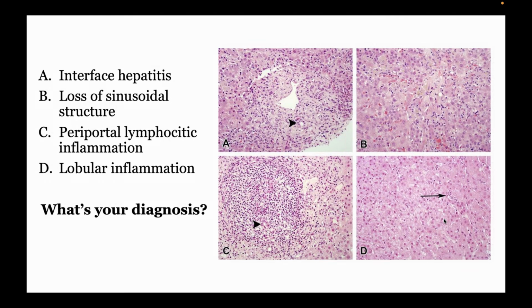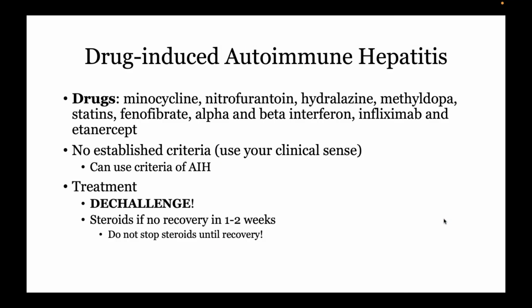So started on minocycline 2 months ago, now with interface hepatitis. So this is still DILI, but there's a limited number of medications that can give you an autoimmune hepatitis picture that's caused by DILI. Exactly. So this is essentially an acute hepatitis with autoimmune features. Another word, you can call it a drug-induced autoimmune hepatitis.